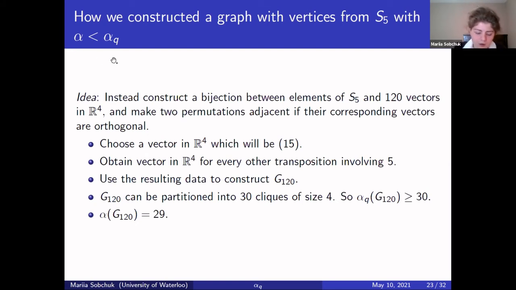Well, we would like to construct the bijection again between the elements of S5 and some vectors in R4, of which there will be 120. So we already have some kind of bijection between vertices of S4 and the vertices of the orthogonality graph of the Pivot-Sans graph, so some other vectors in R4. What is left to us is that we need to find the assignment for the permutations that didn't have number 5 in them, basically, because these ones are still not assigned any vector in R4.